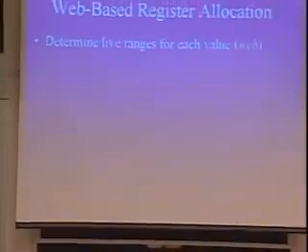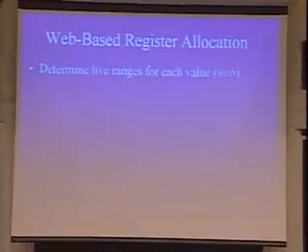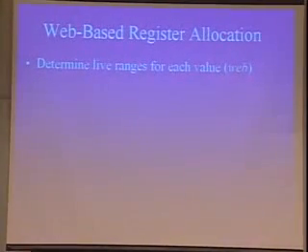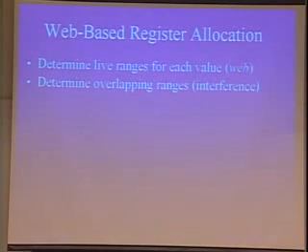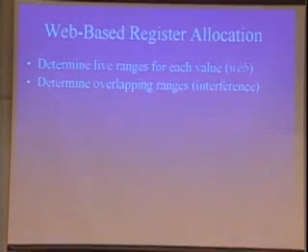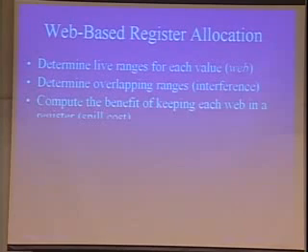The first concept I want to talk about is webs. In this class we are doing web-based register allocation. The entire process is, first we determine live ranges for each value. That means each value has to get in there, and what's the range that value has to live, and which accesses can be grouped together, what we call a web. Then if you have multiple webs, we have to figure out which webs overlap. If two ranges are active at the same time, they overlap and can't go into the same register, so you have to look at that interference.